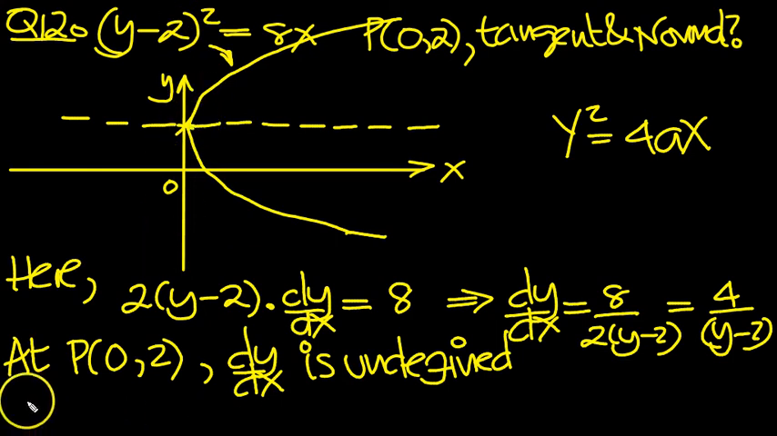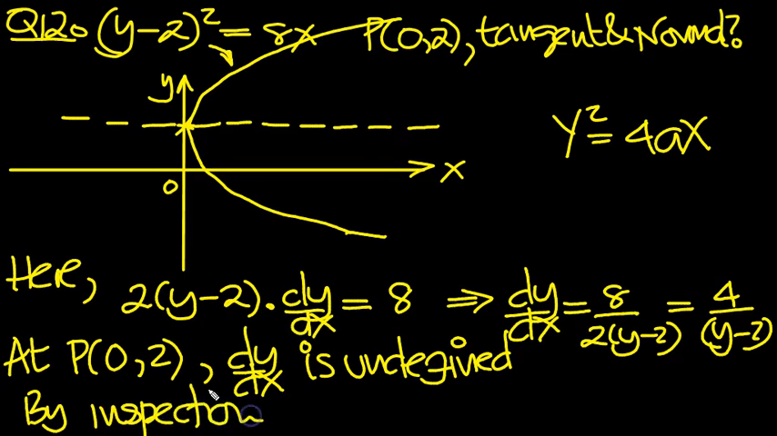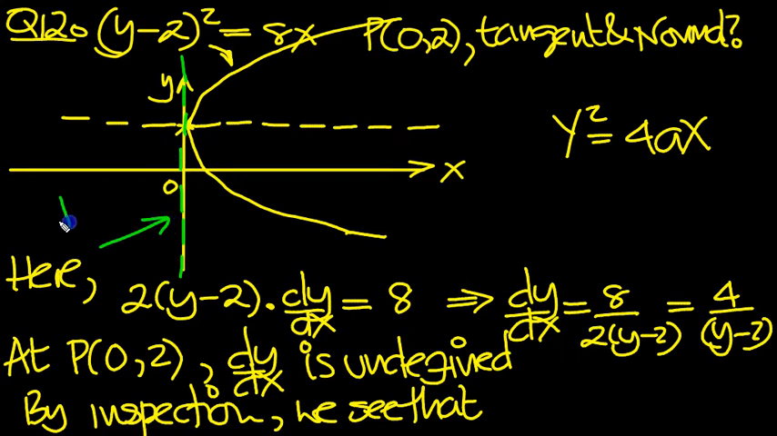So by inspection, just looking at the curve, we can see easily what the tangent is. The tangent here at P is that vertical line here, which I'll put in green. So the tangent is there. And the axis that we pointed out earlier on turns out to be the normal at that point, doesn't it? At the vertex, because the point is the vertex.